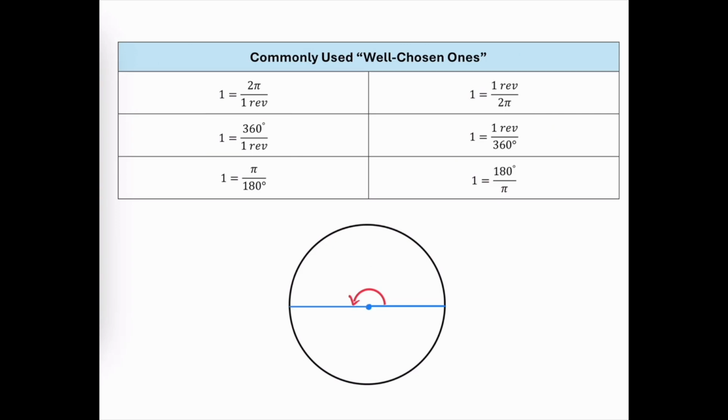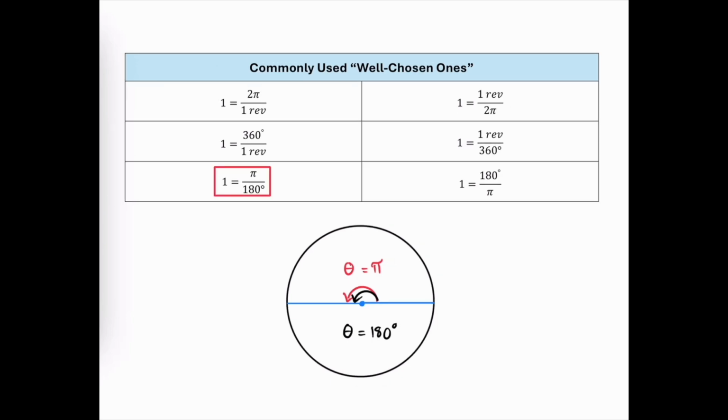Now, if there are 2 pi radians in one complete circle, then there's only 1 pi radians in half a circle. If we measure that in degrees, that would be 180 degrees, which is half of 360. So 1 pi radians is the same measure as 180 degrees. So if we take those two quantities in ratio, we get a ratio that's equal to 1. Again, if we flip the numerator and the denominator, the top and the bottom still have the same measure, and we get another version of a well-chosen one.